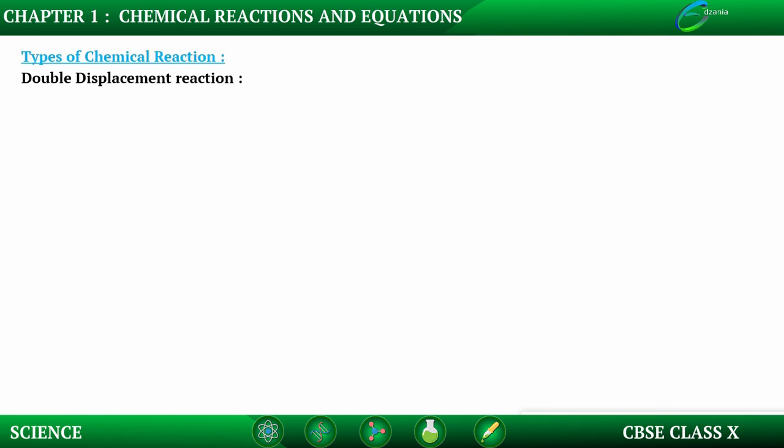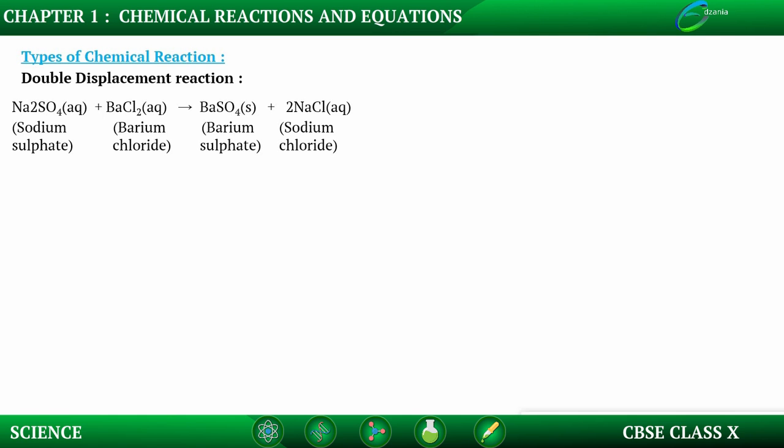Double displacement reaction. Double displacement reaction is a chemical reaction in which one component each of both the reacting molecules is exchanged to form the products. What does this exactly mean? For example, let us consider sodium sulfate and barium chloride. When these two are mixed together, the products formed are barium sulfate, which is solid, and sodium chloride, which is aqueous, that is, a solution in water.